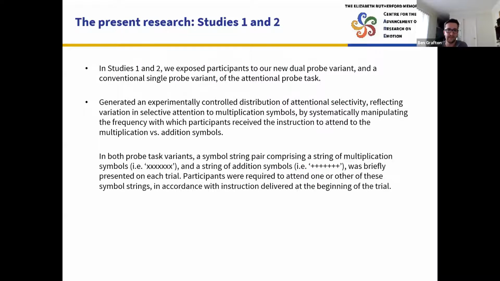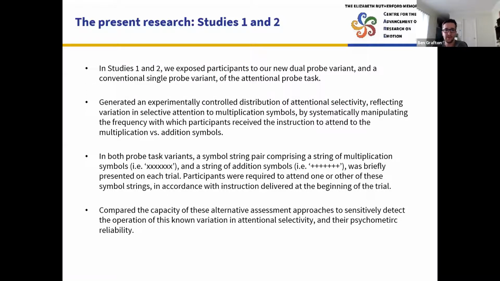So in both probe task variants, we had symbol strings. One of them was a row of multiplication symbols, the other was a row of addition symbols. They were presented just like in a conventional probe task, very briefly, for 500 milliseconds. Participants were instructed on each trial to attend to one or other of those strings, and the frequency with which they did that depended upon the instruction that we delivered. What we were able to do was compare the capacity of the new dual probe approach compared to the single probe approach to both pick up this known variation in attentional bias and the psychometric reliability of these two tasks.